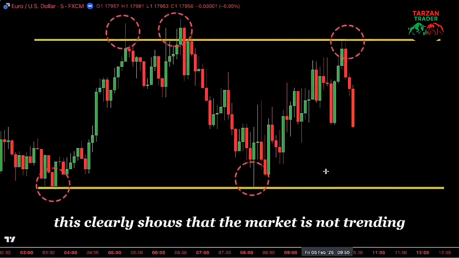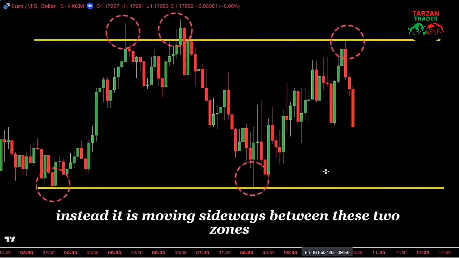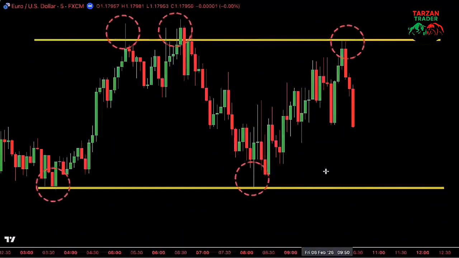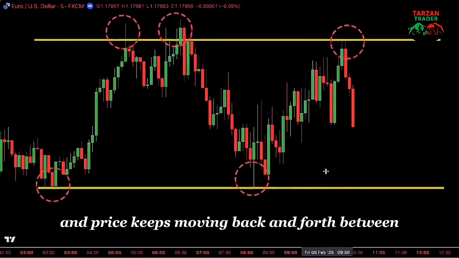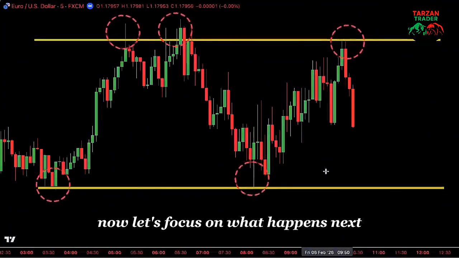This clearly shows that the market is not trending. Instead, it is moving sideways between these two zones. This is what we call a range-bound market. In this type of structure, buyers and sellers are balanced, and price keeps moving back and forth between support and resistance. Now let's focus on what happens next.